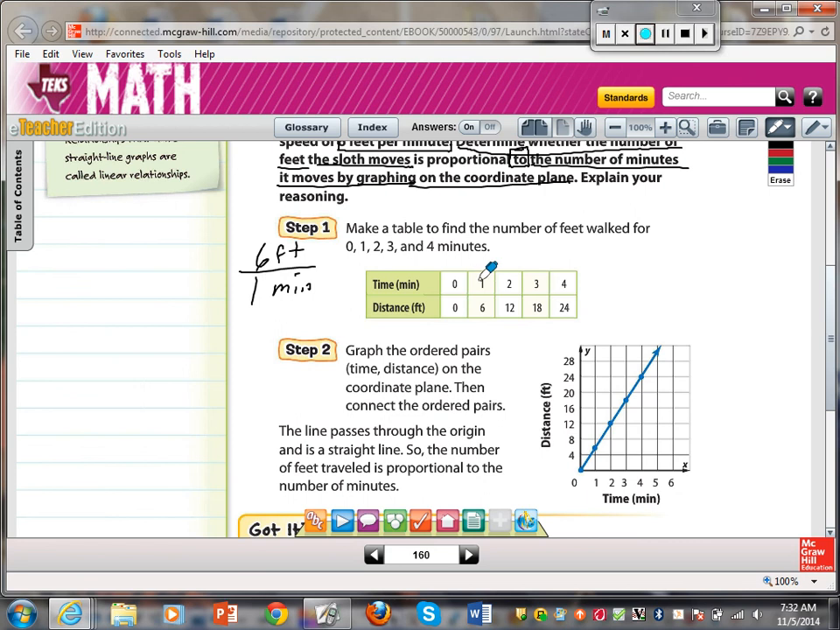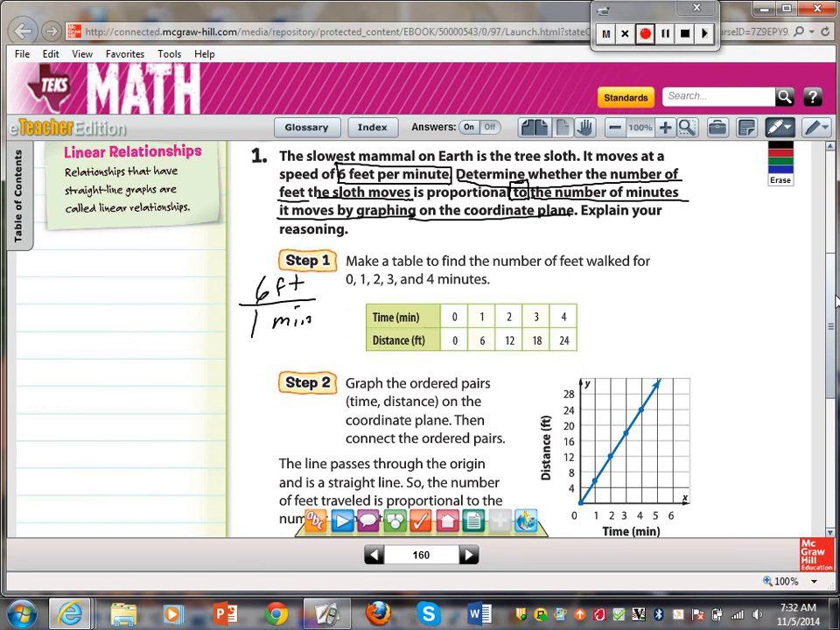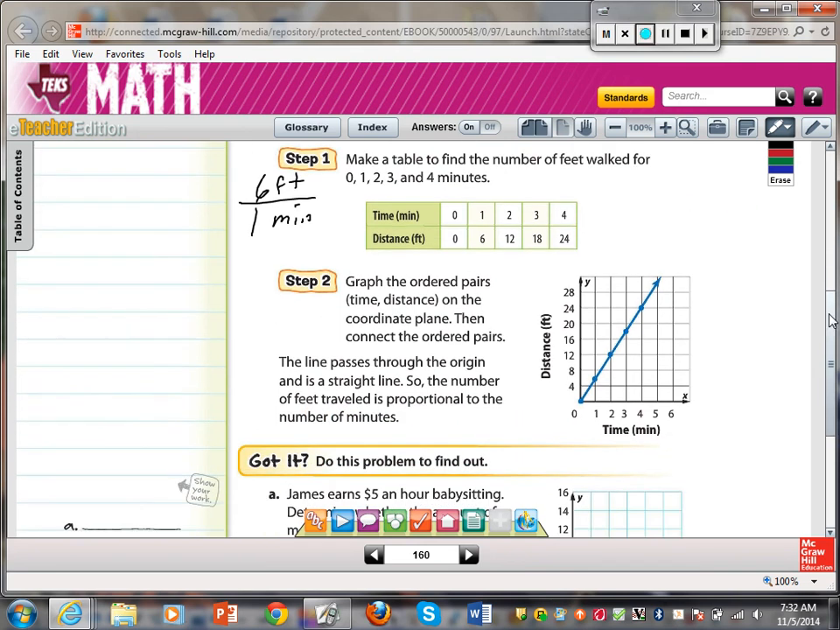Okay, so if we see this part right here, determine whether the number of feet is proportional to the number of minutes. So if in 1 minute it walks 6 feet, in 2 minutes it should walk double. And in 3 minutes it should walk 3 times as much. So from here to here it will be multiplied times 3. So 6 times 3, that gives you 18. In this case our scale factor is 3. Okay, to graph the ordered pairs, time, distance, on the coordinate plane, then connect the ordered pairs here.